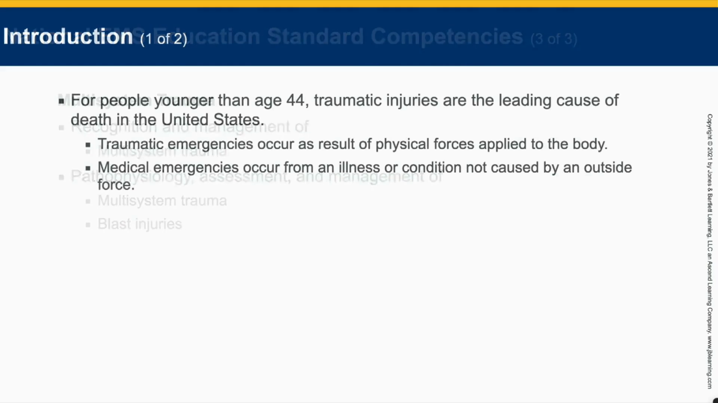As we get into trauma, it's important to understand just how significant this topic is. For people under age 44, traumatic injuries are the leading cause of death in the U.S., and that's huge, and it highlights why your role as an EMT is so critical in these situations. Traumatic injuries happen when physical forces are applied to the body, things like car crashes, falls, or penetrating injuries. That's different from medical emergencies, which are caused by internal conditions or illnesses, not an outside force. So right from the start, you want to be thinking, is this trauma or is this medical?